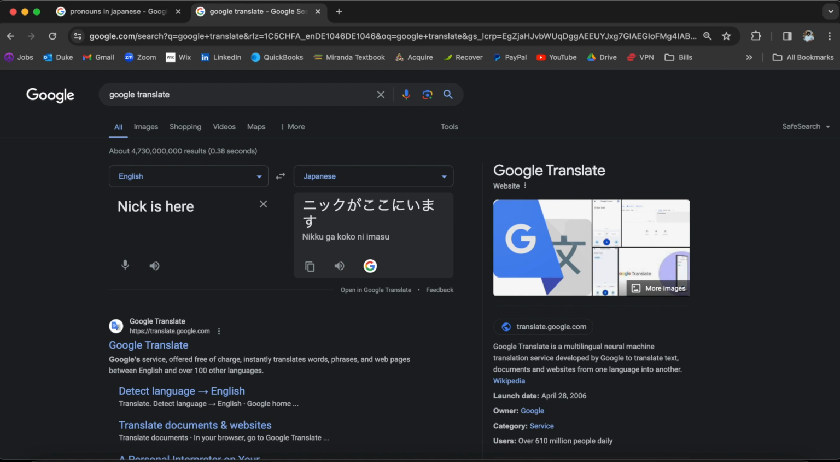Niku ga. I remember this before. I've heard ga. Onaka ga suita. No, not onaka ga suita, it's for something else. Niku ga koko ni imasu. Okay, so that's Niku is here. And then there should just be soko. Niku ga soko ni iru.